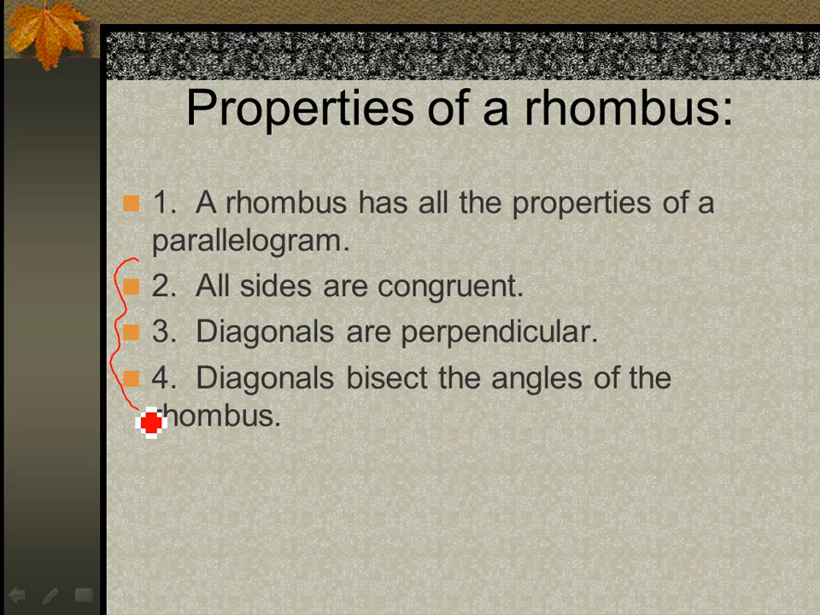So we went over all these. Rhombus has all the properties of a parallelogram because it's an offshoot of a parallelogram. All the sides are congruent. Diagonals are perpendicular to each other. What's perpendicular mean again? They intersect to give me 90 degrees, right angles. 90 degree or right angle, that's what perpendicular means. Diagonals bisect the angles. What's it mean to bisect the angle? Split into two congruent angles.